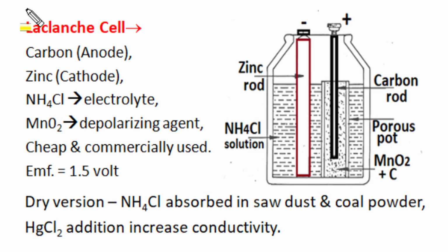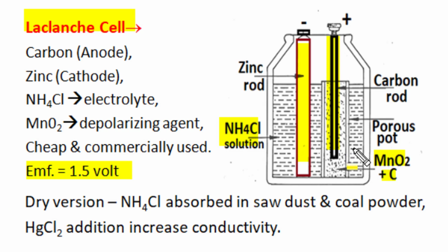Another important primary cell is the Leclanche cell, which uses carbon rod as anode material, amalgamated zinc rod as cathode material, and dilute ammonium chloride solution as electrolyte. MnO2 is used as a depolarizing agent. To increase conductivity of MnO2, carbon powder is added in it. Now all materials of anode, cathode and electrolytic solution are cheap. So this Leclanche cell is commercially used in our domestic and other applications. Its EMF is also very good, 1.5 volt.